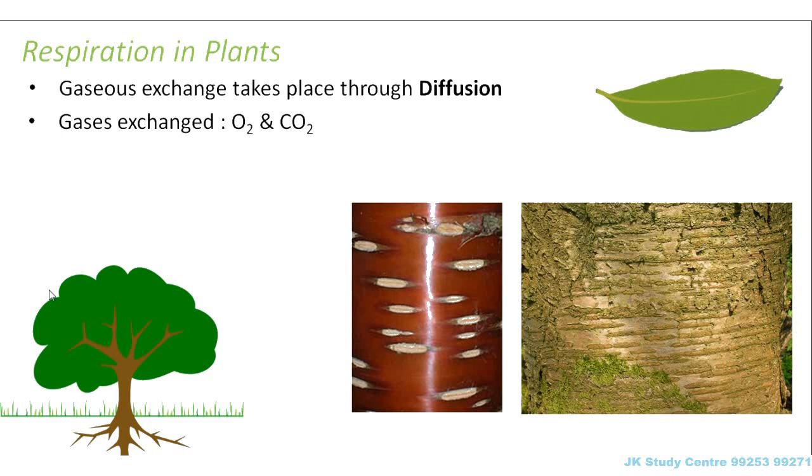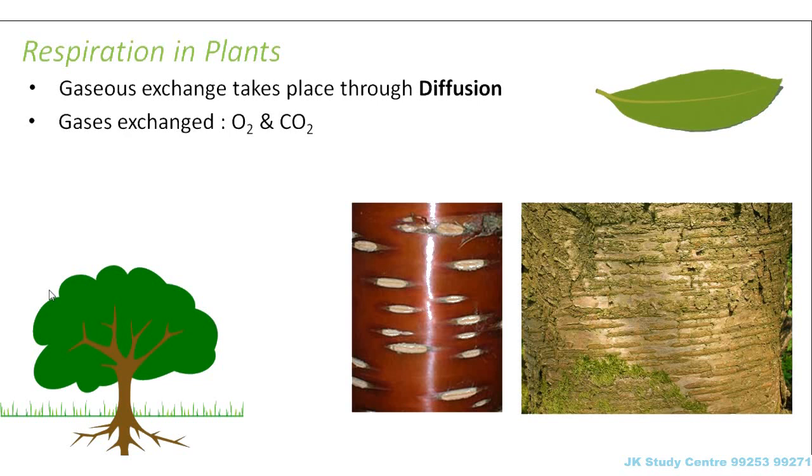So we have seen in the process of photosynthesis, what happens in photosynthesis? We see that carbon dioxide is a gas which is needed for photosynthesis. Right? So therefore, intake of carbon dioxide had to take place. At the same time, we saw that in photosynthesis, oxygen was released. So oxygen was a product, and oxygen was to be thrown out of the plants.